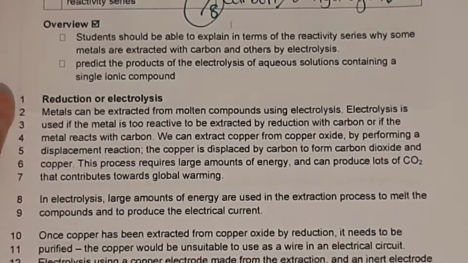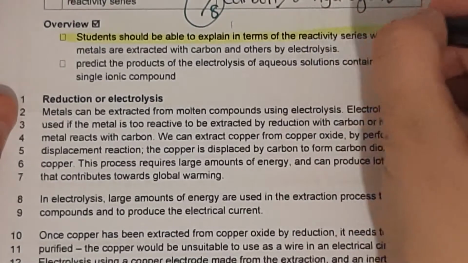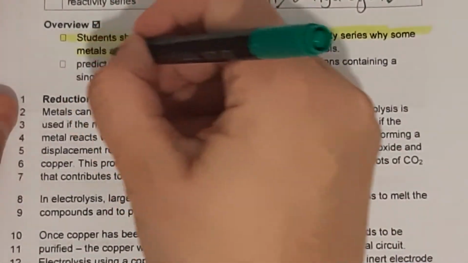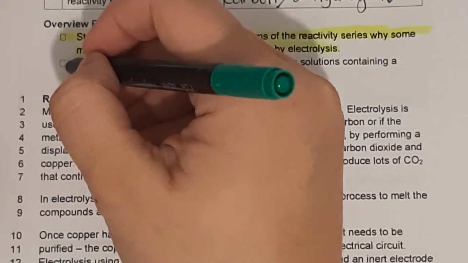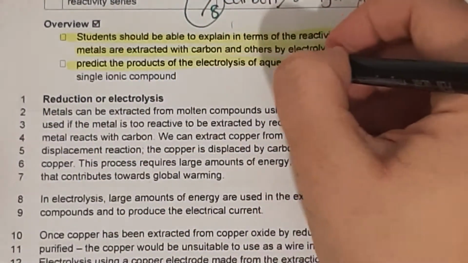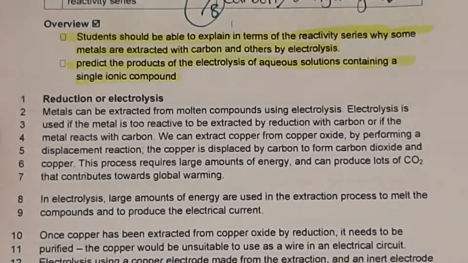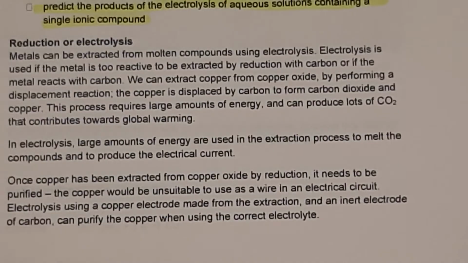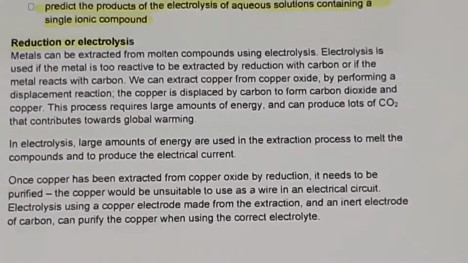So by the end of today's lesson, you should be able to explain in terms of reactivity series why some metals are extracted with carbon and others with electrolysis. You should also be able to predict the products of electrolysis of aqueous solutions containing a single ionic compound. It's the same as last lesson. We're going to develop this further. So, reduction or electrolysis, that is the question.